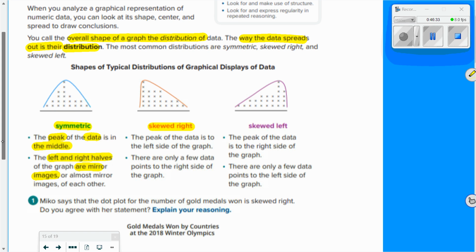If it is skewed right, the peak of the data is to the left side, and there's only a few data points to the right. So when it's skewed right, you think about how it slopes. It's sloping down to the right. So if it's skewed right, it's sloping to the right. There's less data. Skewed left means the peak of the data is the right side of the graph. There are only a few data points to the left side. So skewed left means my slope is going down to the left. So if I'm sloping to the left, it's skewed left. Everybody understand those data pieces?